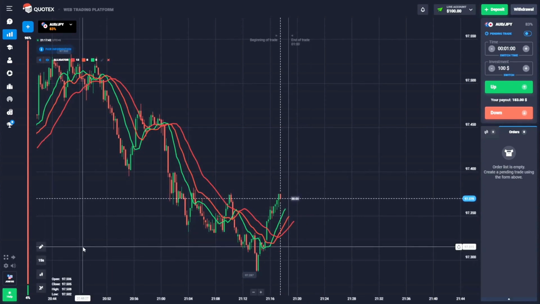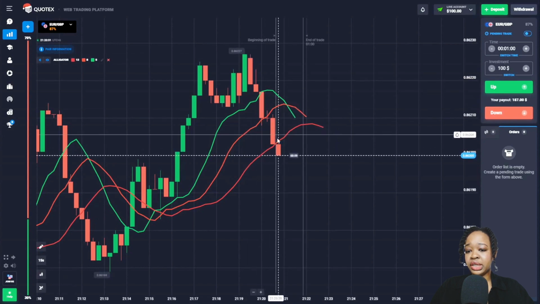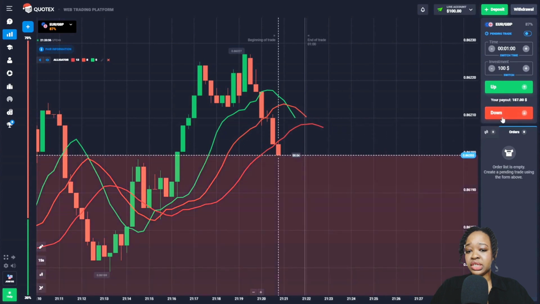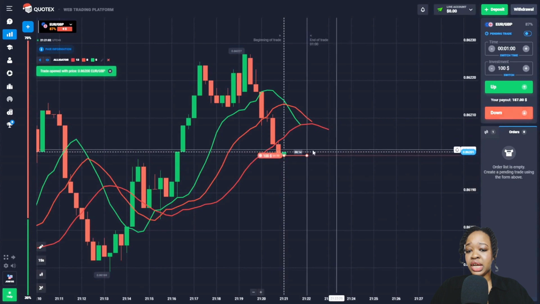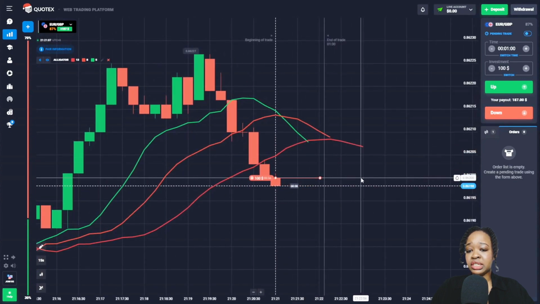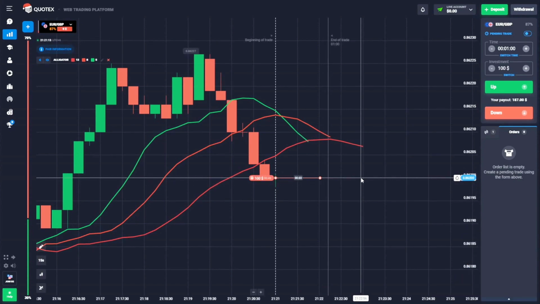So here you can see the green moving average has already crossed the orange one and is approaching the red one. The chart forms a series of red candlesticks and the moving averages are about to intersect. I'm going to open a short trade as soon as the moving averages touch. You see the indicator gave me a clear signal to open a down trade, so I'm going to expect a further trade down.